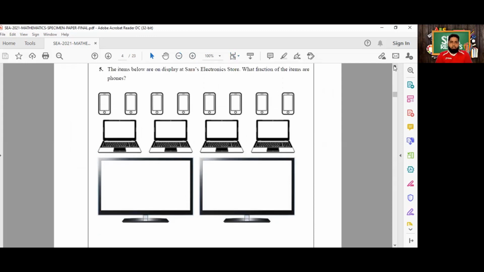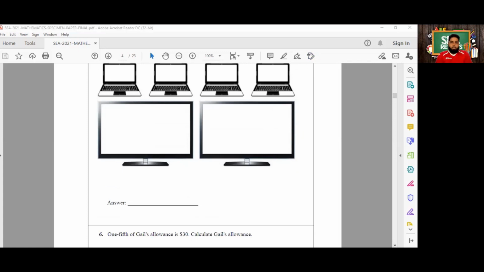So how many items are there in total in the store? There are 1, 2, 3, 4, 5, 6, 7, 8 phones, 4 laptops, and 2 monitors or televisions here. It's an electronics store. So in total we have 8 plus 4 is 12, plus 2 is 14. We have 14 items in total, and 8 of those items are phones. So the fraction representing the number of phones in the store would be 8 out of 14.